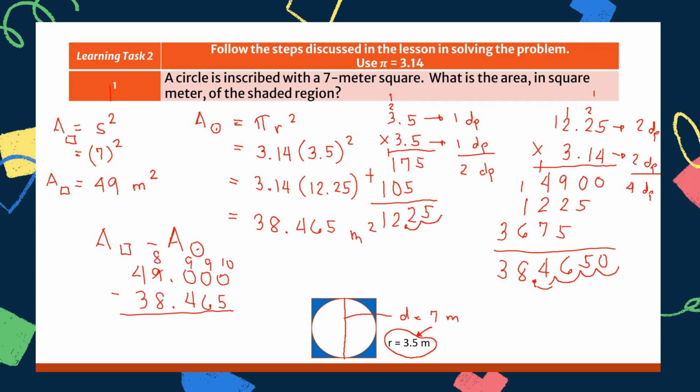8. Time to subtract. 10 minus 5 is 5. 9 minus 6 is 3. 9 minus 4 is 5. 8 minus 8 is 0. And 4 minus 3 is 1. So we have now 10.535 square meter. And this, children, is the correct answer.